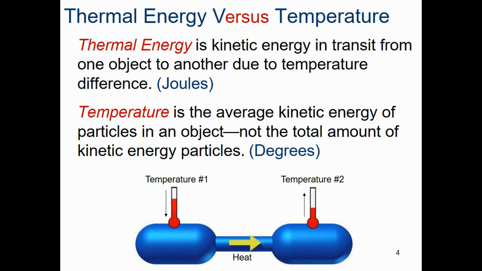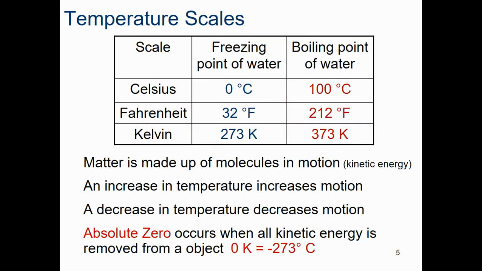If you take a look at this image right here, they're showing you an object with a random temperature. As you can see from their thermometer here, it looks like it's a little bit warmer than temperature number 2 of this object. And we see that the thermal energy, that heat transfer, is going from object 1 to object 2. As I mentioned before, we have different temperature scales.